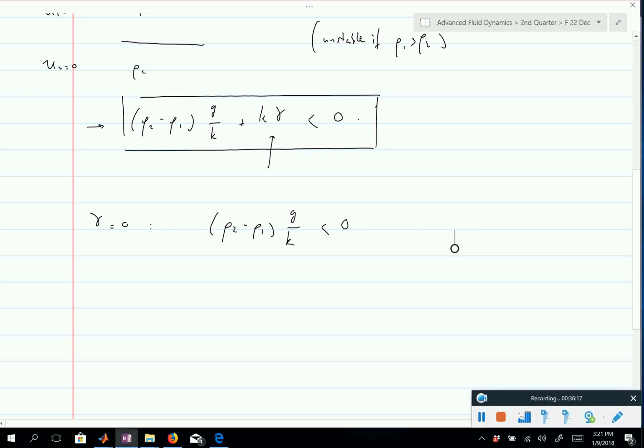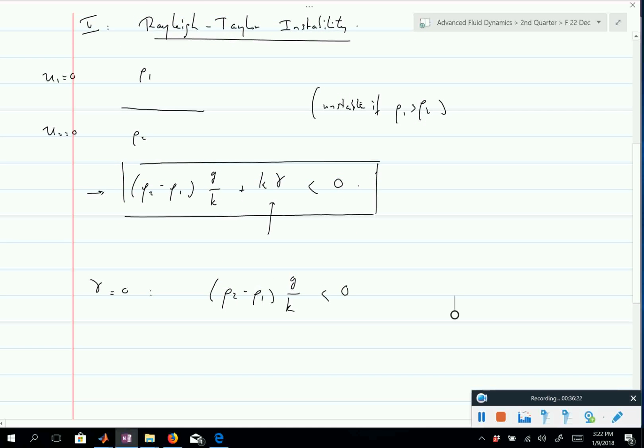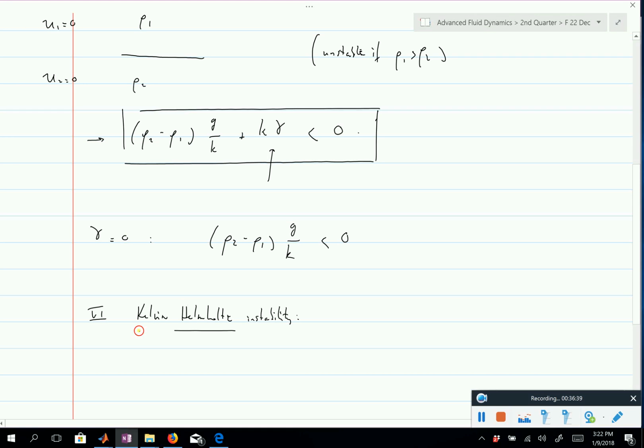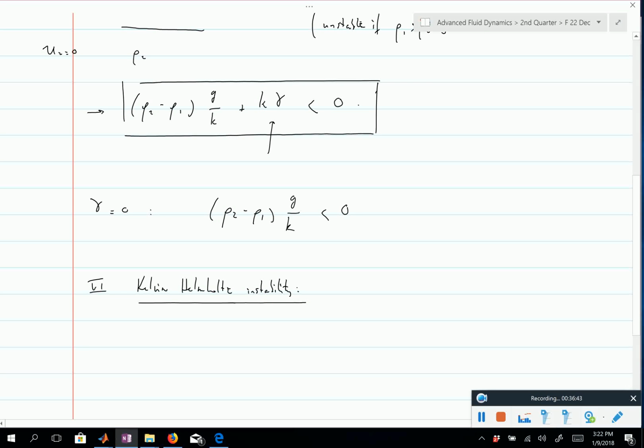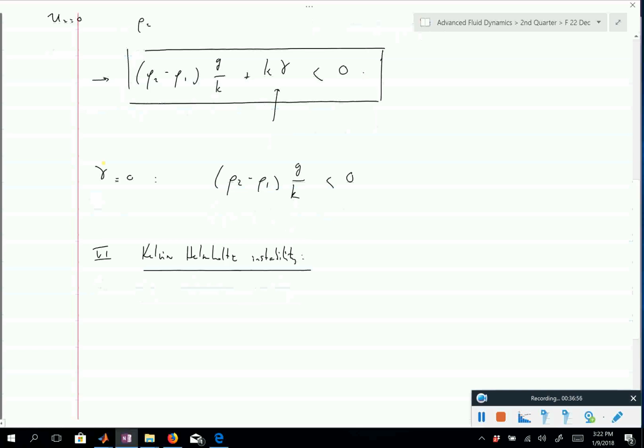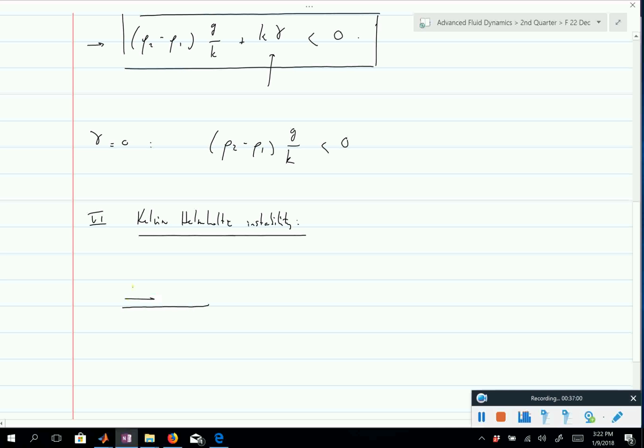Now let's move to the Kelvin-Helmholtz instability. Here we're not assuming any term to be small, so they're all big. We're not assuming U1 to be 0. So now we have this shear flow, U1, U2, rho 1, rho 2. Here we're going to have a competition between two things: a stabilizing effect and a destabilizing effect.